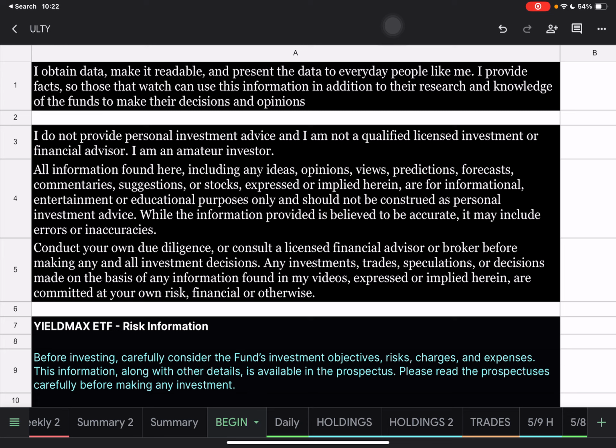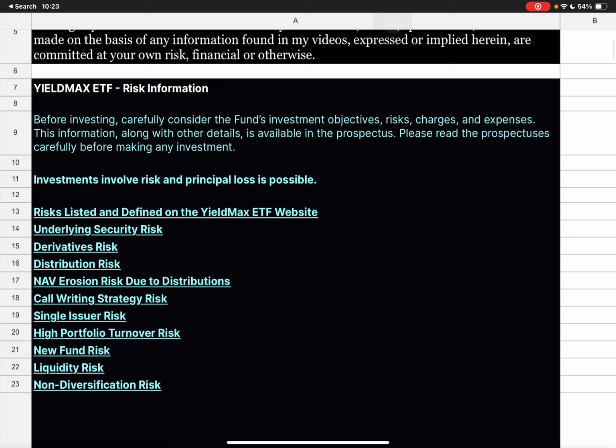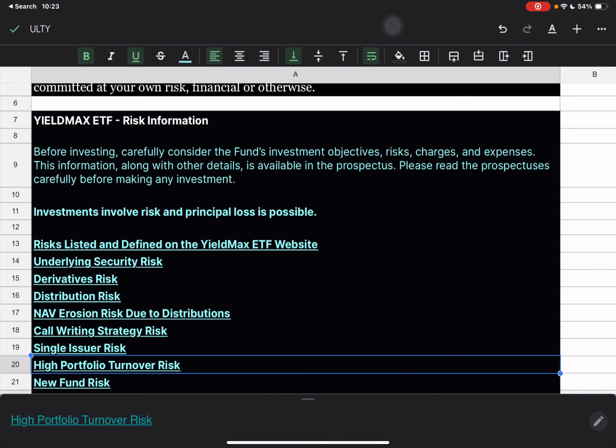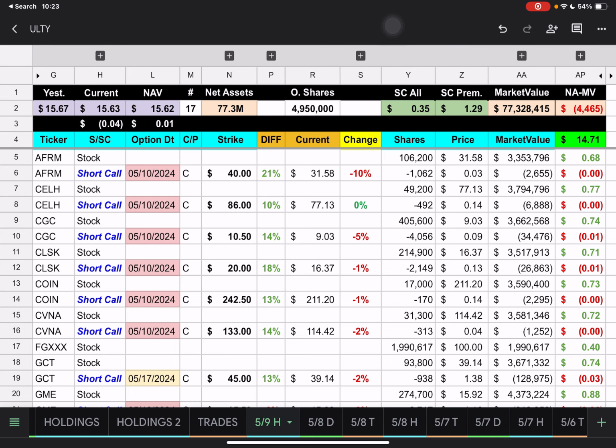Just a reminder, I'm not a qualified licensed investment or financial advisor. All I'm doing is gathering the data, presenting it to you, and allowing you to make your own decisions and opinions. So we have the YieldMax ETF risk information here. Please understand that YieldMax ETFs are extremely risky. They define these risks on their website. These are income ETFs, not growth ETFs. So please make sure you understand what you're investing in before you do so.